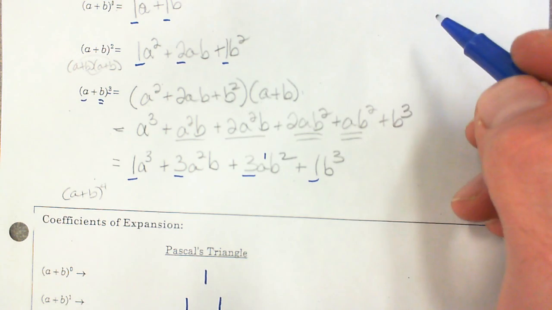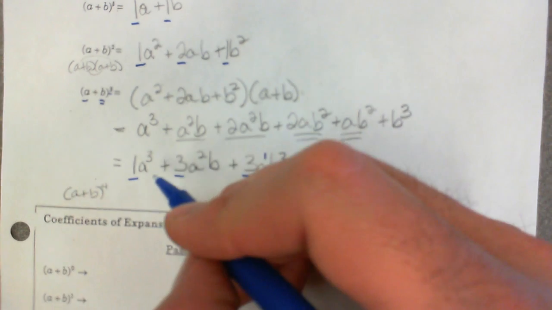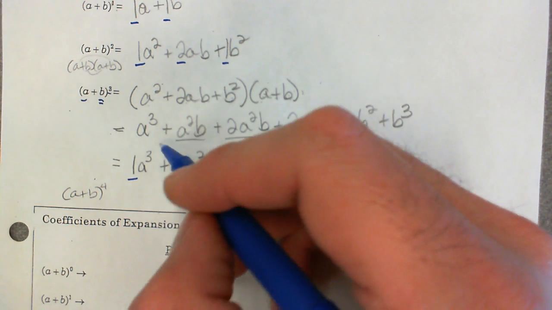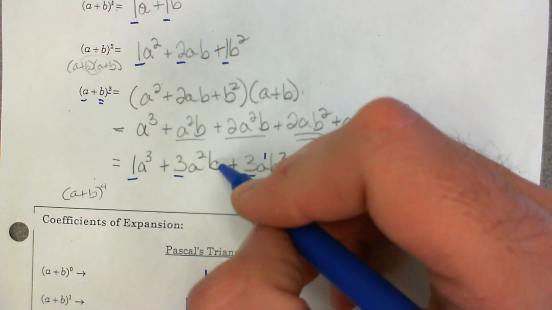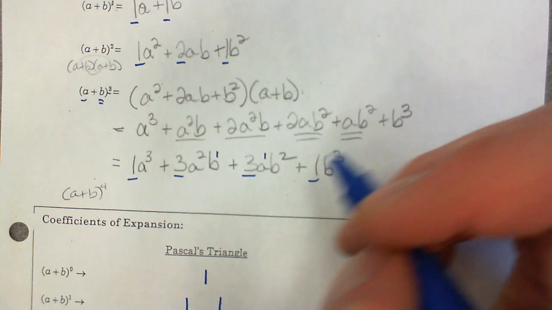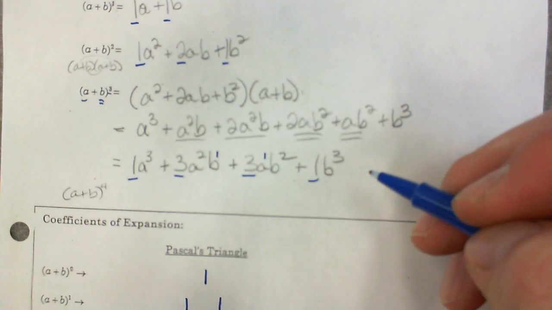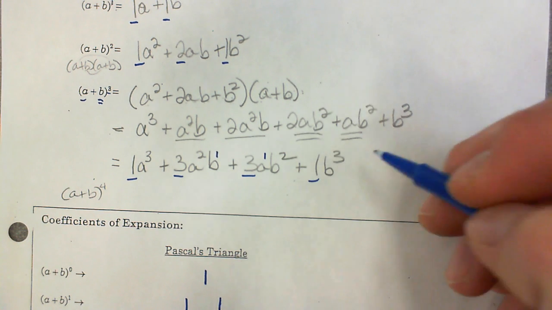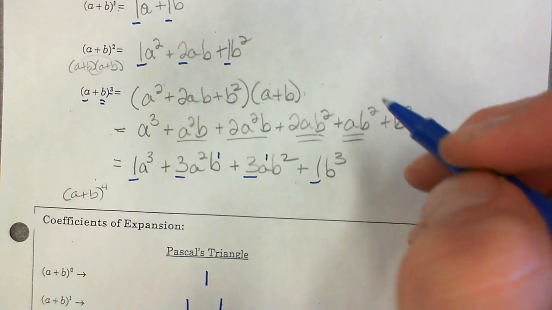Now let's look at what happens with the b term. The b term does the opposite. b doesn't exist in the first term, or that's b to the 0. Then your second term, it's b to the first. Your third term, it's b squared. And then your last term is b to the third.